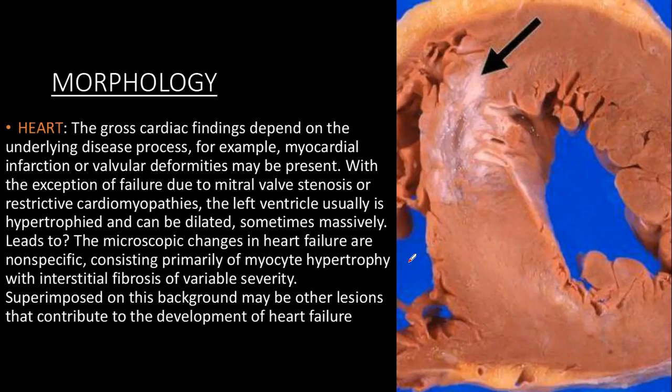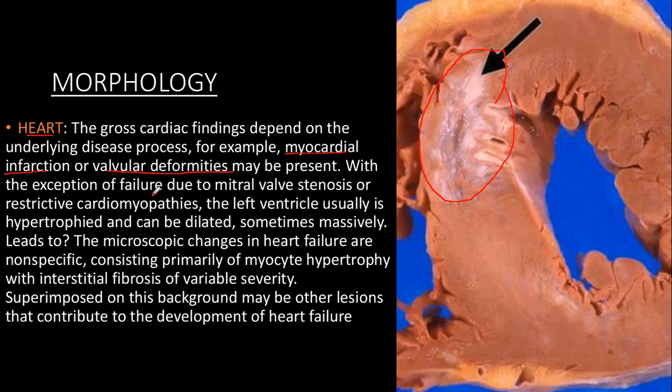Now, let's look at the morphology. In the heart, the gross cardiac findings will depend on the underlying cause of the disease. Okay, it can be due to a myocardial infarction or a valvular deformity. Now, in a myocardial infarction, you might see such. This is a scar tissue from a previous myocardial infarction, and this can cause chronic ischemic heart disease, or progressive heart failure, which is also known as ischemic cardiomyopathy.